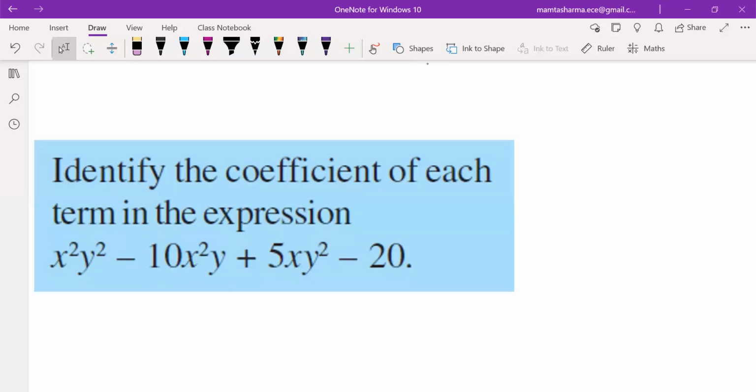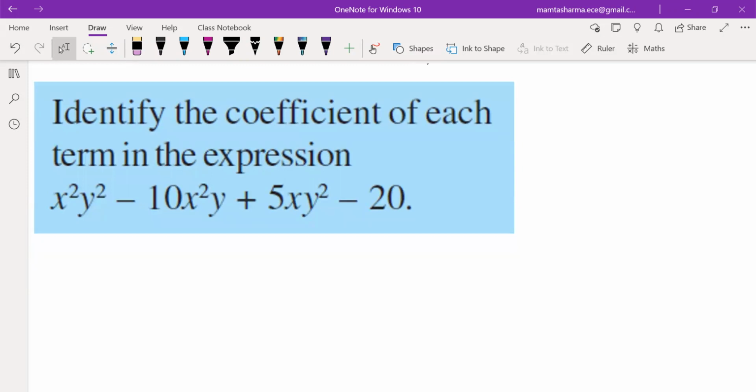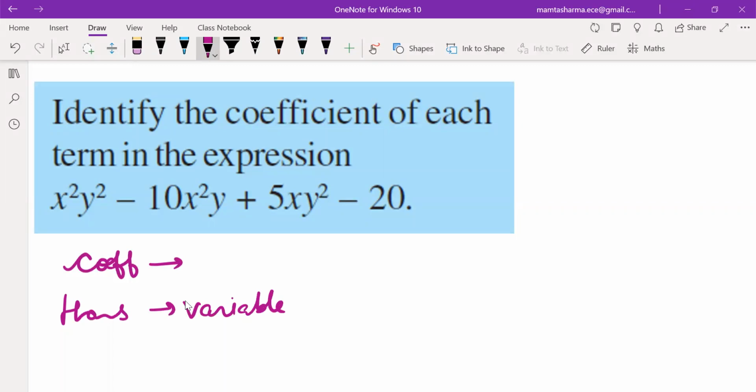Now see, identify the coefficient. Let's do a question. Identify the coefficient of each term in the expression. So who will tell me first? Manideep, what are the coefficients in each term of the expression? Manideep will tell me the coefficient. Wait. Harshita will tell me the variable. I will say the degree. Nityashri will tell me the constant.